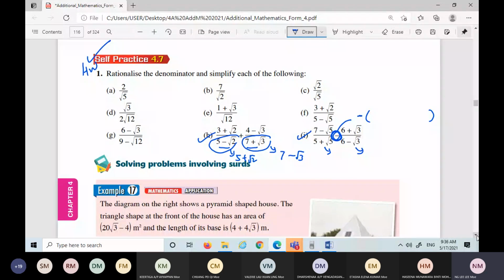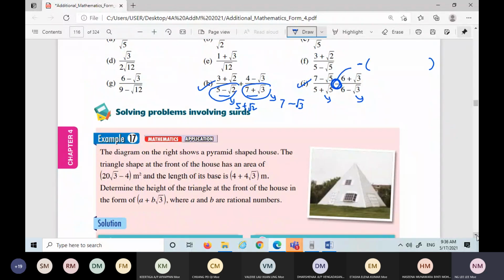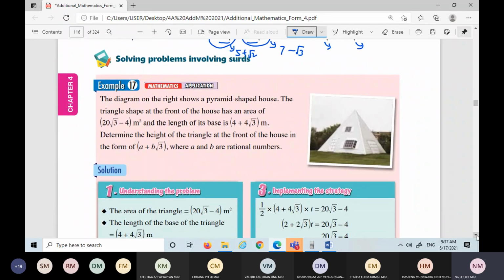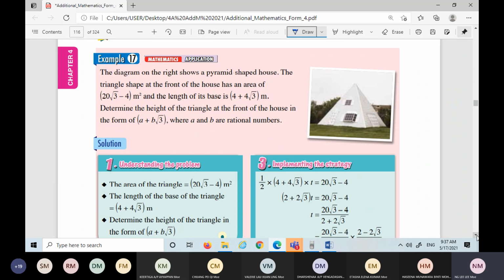Let us go through this example. Now we come to solving problems. It's actually towards the end of surds already. Next one will be logarithms, the laws of logarithms. Solving problems involving surds. So now you look at these questions. This is a pyramid.